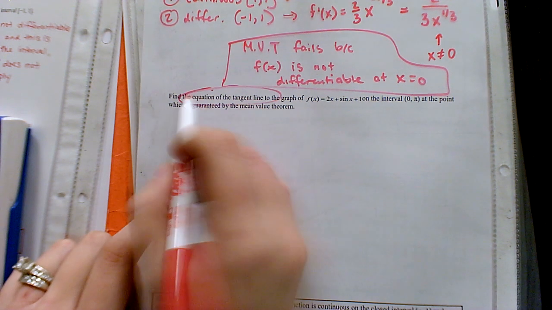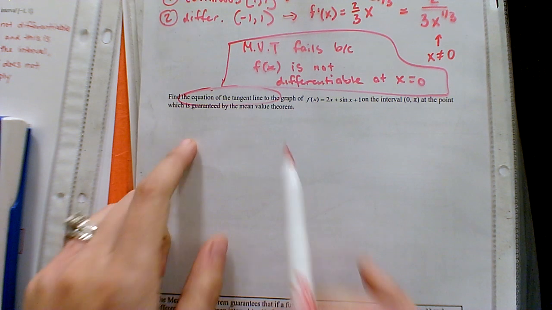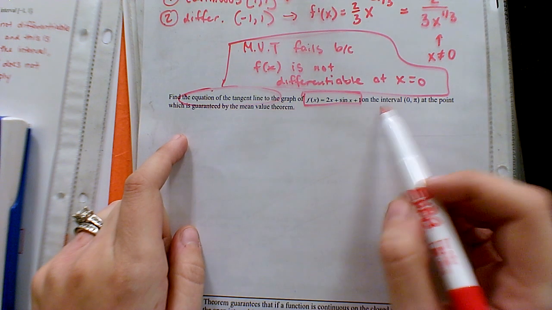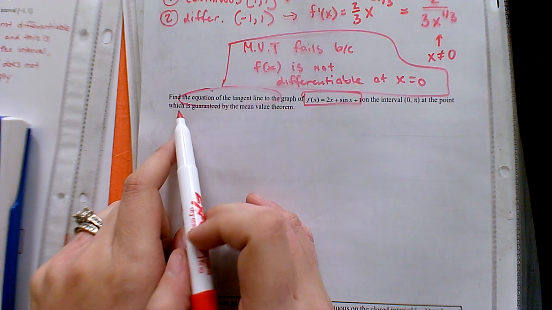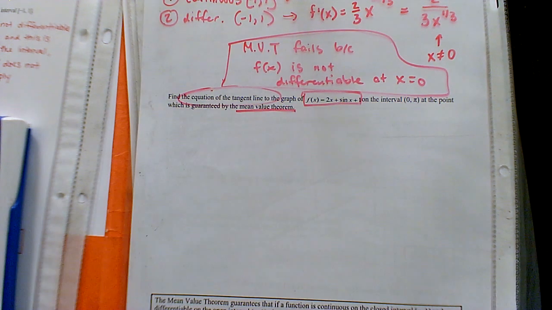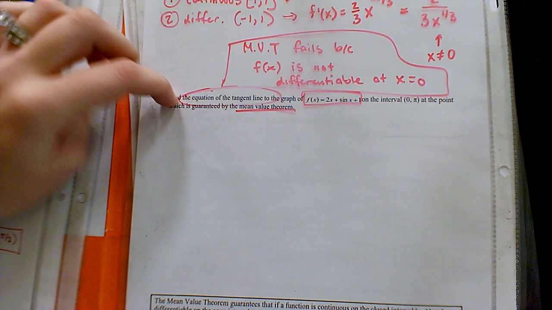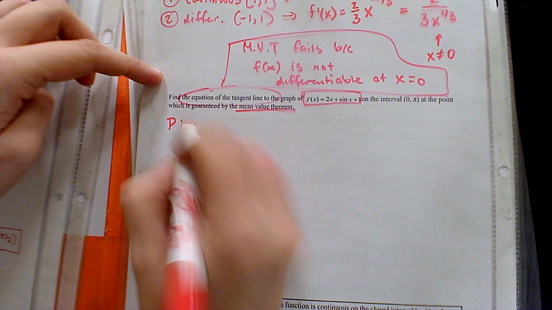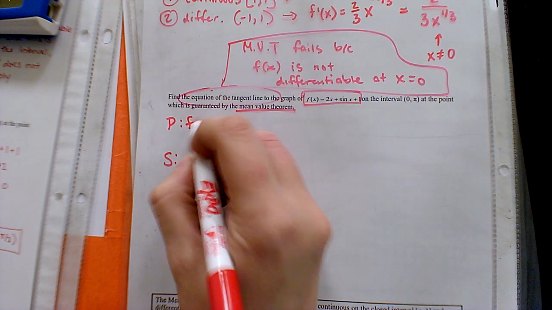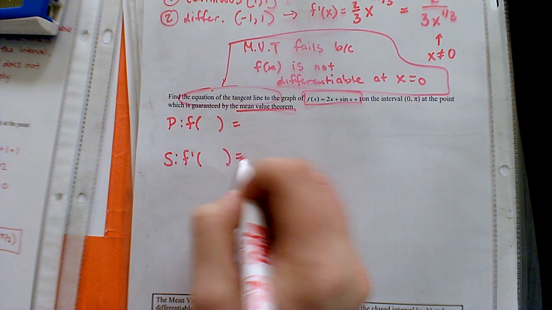Find the equation of a tangent line. Can we do that? Let's see. Find the equation of a tangent line to this graph on the interval at the point which is guaranteed by the mean value theorem. What do we need to know to write the equation of a tangent line? A point and a slope. So we know we're going to have to plug a point into the original function and the derivative.